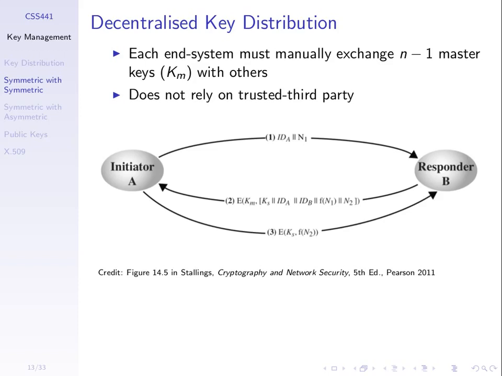So the way to read the diagram, there are 3 messages sent between A and B, labelled 1, 2 and 3. And the contents of those messages are listed. Remember that the double bars is concatenation. It just means message 1 contains 2 pieces of information, the identity of A and a value N1. So let's go through and see how this works, and then talk about the advantages and disadvantages of this approach.